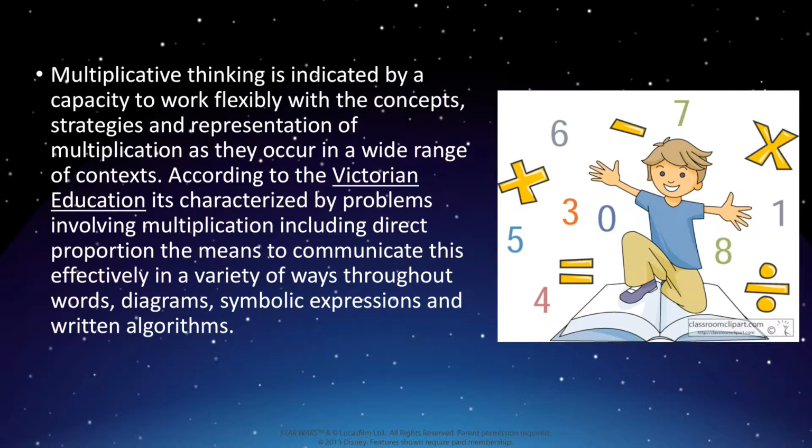Multiplicative thinking is indicated by a capacity to work flexibly with the concepts, strategies, and representation of multiplication as they occur in a wide range of contexts. According to the Victorian education, it's categorised by problems involving multiplication, including direct proportion, and the means to communicate this effectively in a variety of ways through words, diagrams, symbolic expressions, and written algorithms.